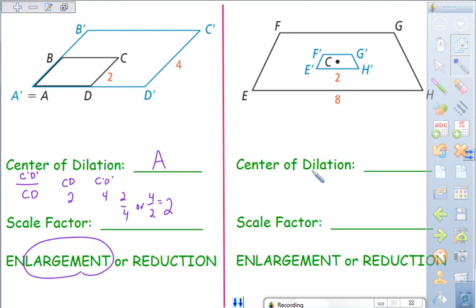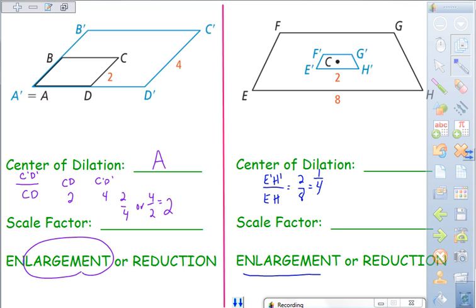So if we apply that to this next example, we want E prime H prime divided by E H. So we have 2/8, which reduces to a 1/4. So if we check this out, from blue to black, we are getting bigger. So this is again an enlargement.